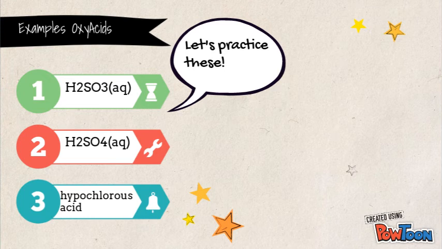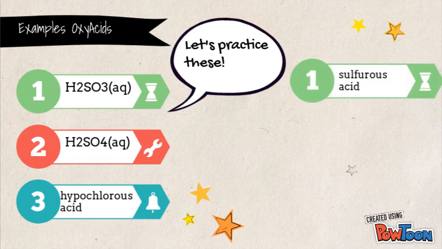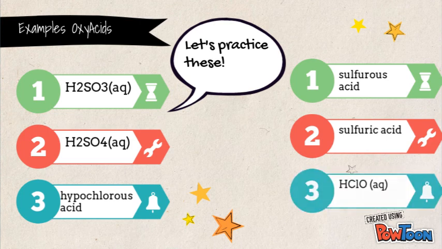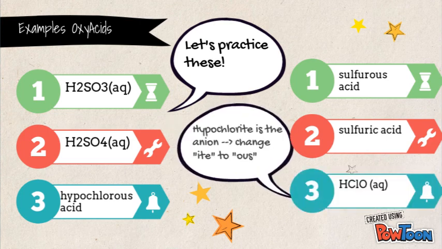For the first example, the oxyanion would be named sulfite. This means that the ending should be us, to make sulfurous acid. The next one is sulfate, so you would change the ending to ic and get sulfuric acid. The last one, where it asks you to give the formula for hypochlorous acid, means that the polyatomic would be hypochlorite. You have "ite" as the ending, so it becomes us, and then you have hypochlorous acid.